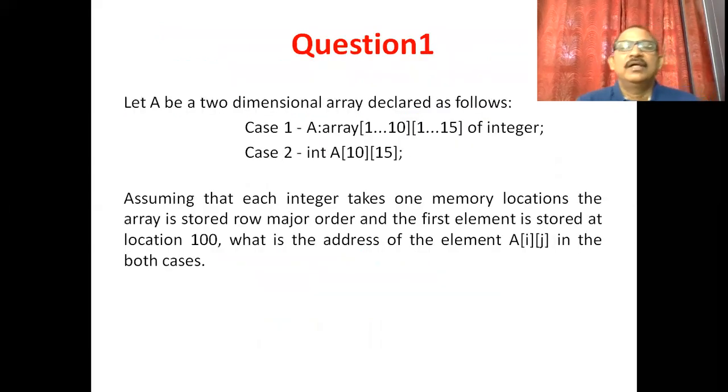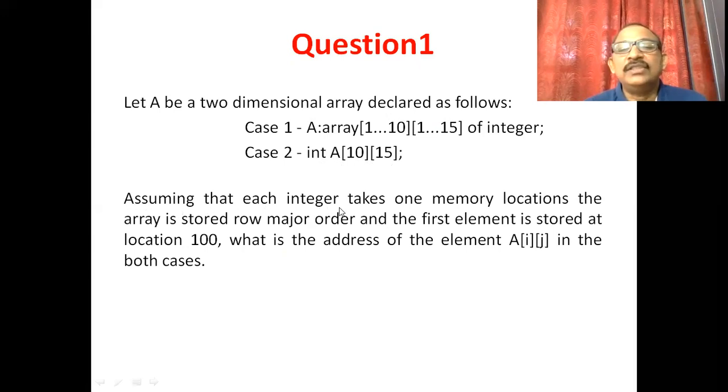Now, let us take a question first. Let A be a two-dimensional array declared as follows. Case first, A is a two-dimensional array 1 to 10, 1 to 15 of integer. In the Pascal language, it is declared in the case first. In the C language, the array is declared as follows: A, 10 and 15.